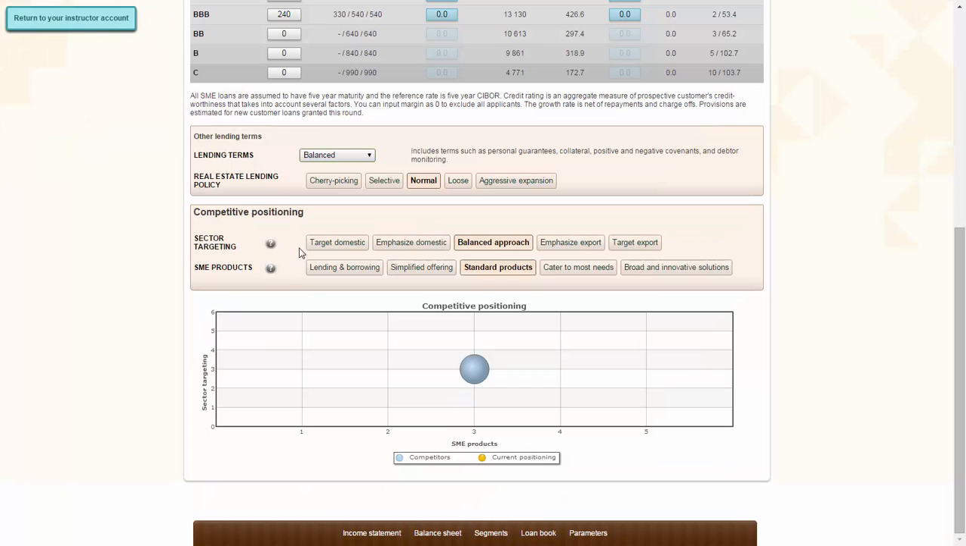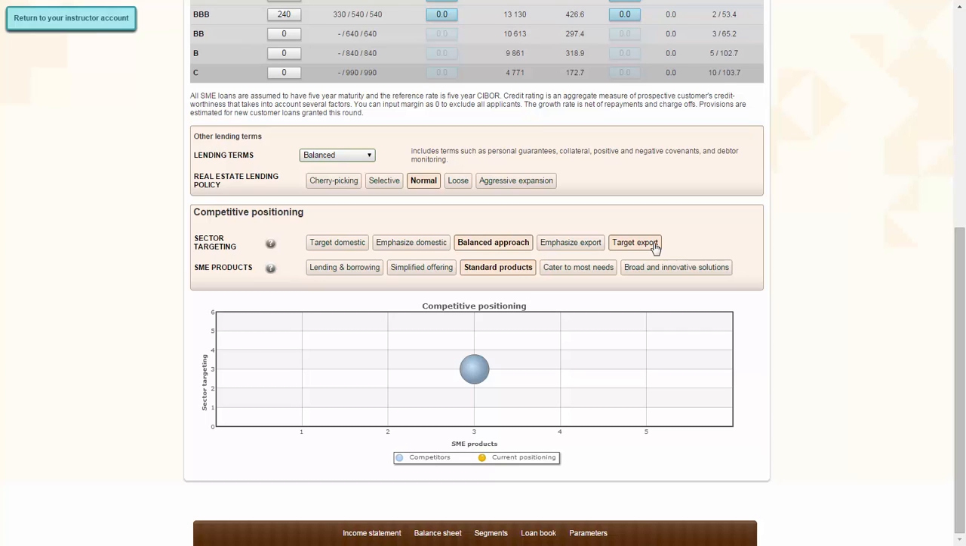Then we have some marketing decisions here where we can decide about the sector that we are targeting. If we decide to target the domestic, then it means that we are targeting those companies that primarily operate in the domestic market. And if we say we target export, we are then targeting those customers who mainly operate in the export market. And this then should follow the business cycle.